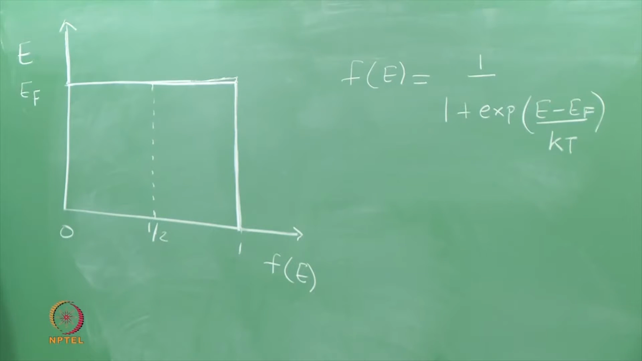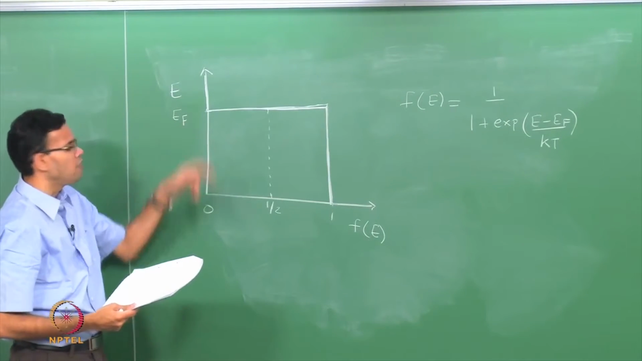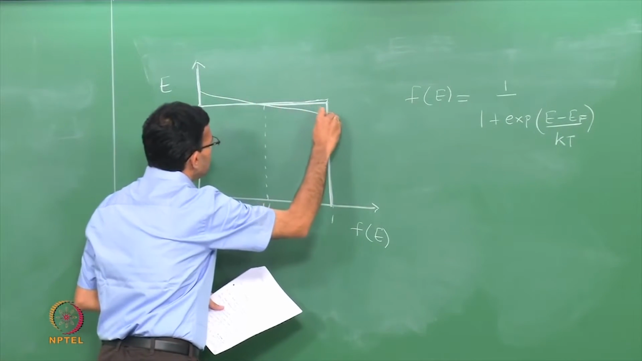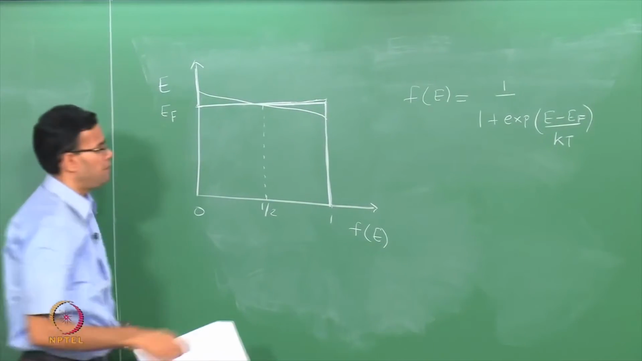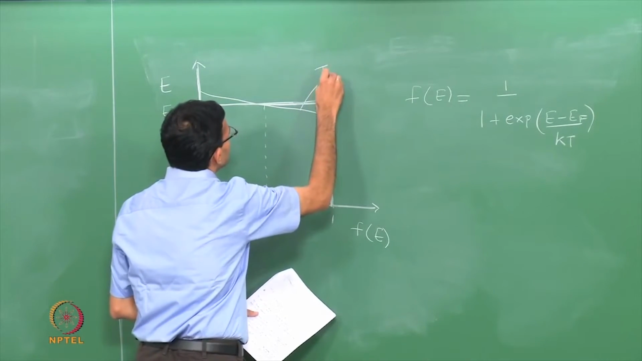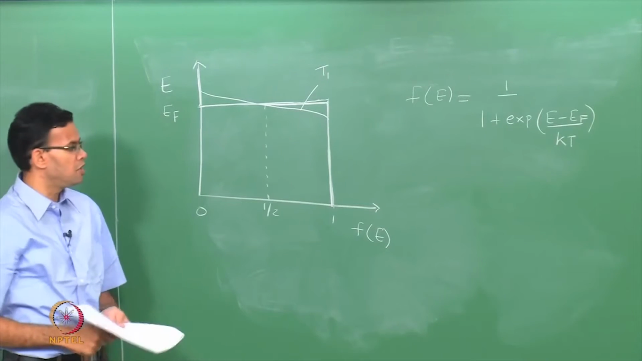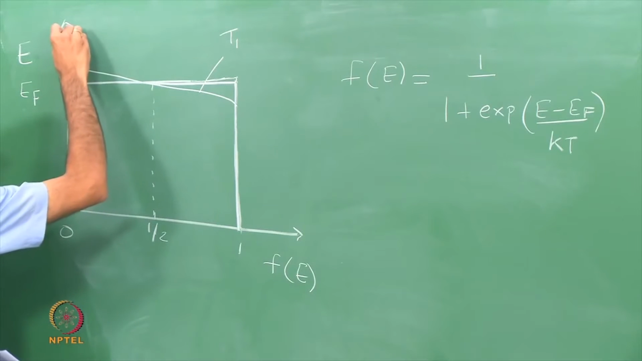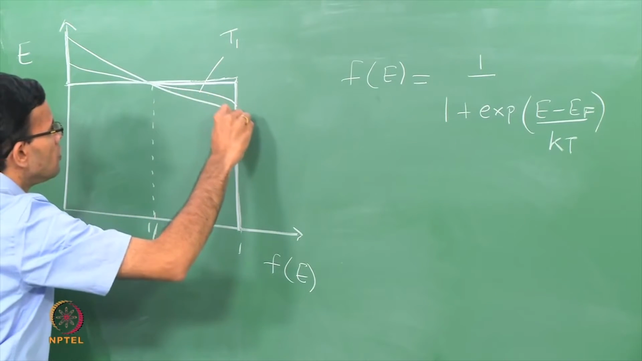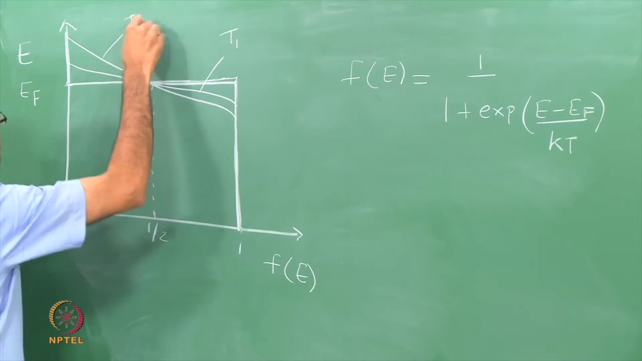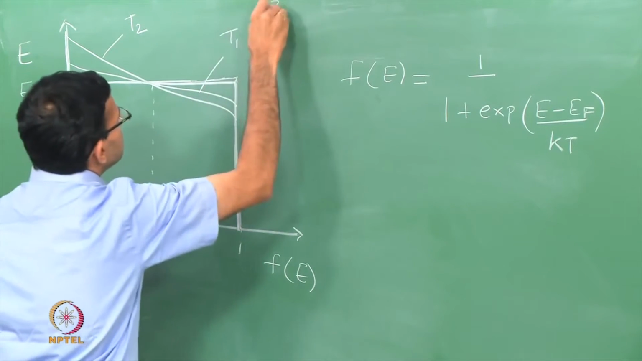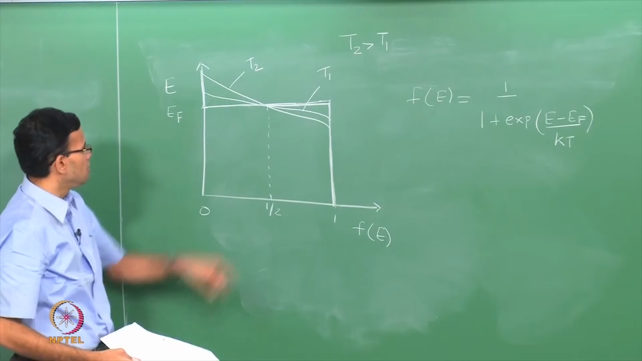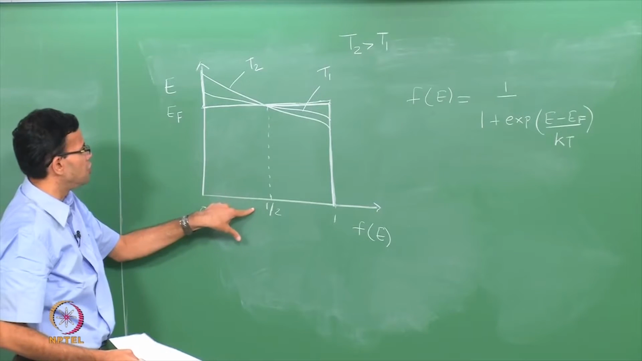Now, if you increase the temperature, some of the states above EF will get populated. So, there will be a finite probability. If you draw this, this is at some temperature T1. If you increase the temperature even more, then once again f of E will increase. So, if you have some other temperature T2, this is the occupation probability at T2, where T2 is more than T1. Whatever be the temperature, the probability at the Fermi energy is always half.